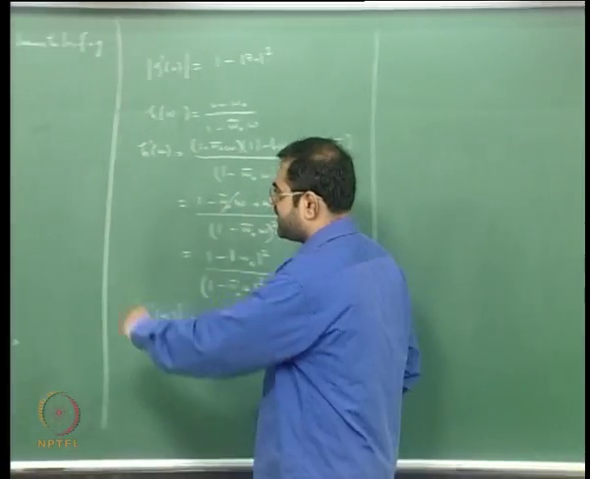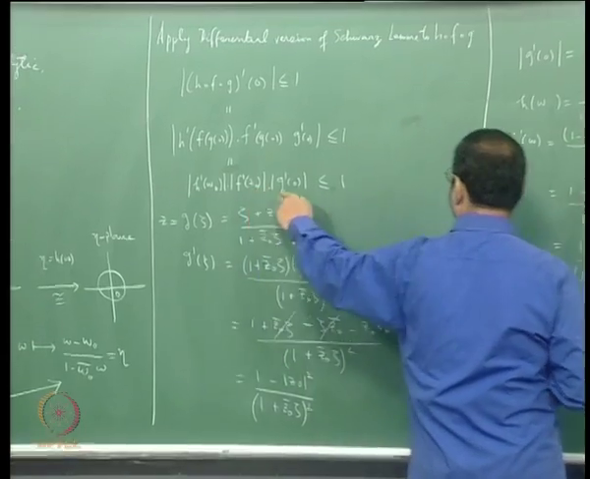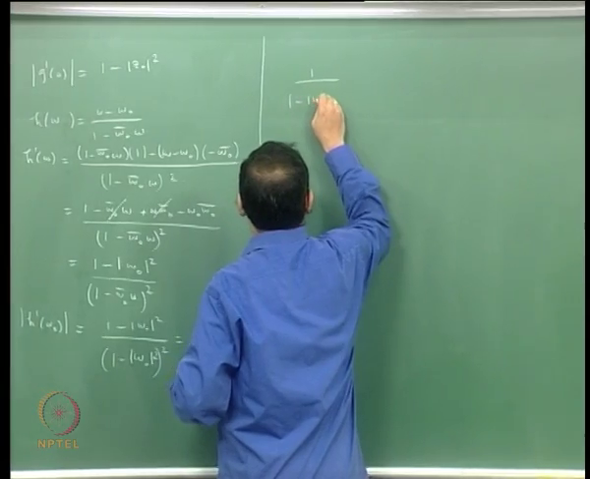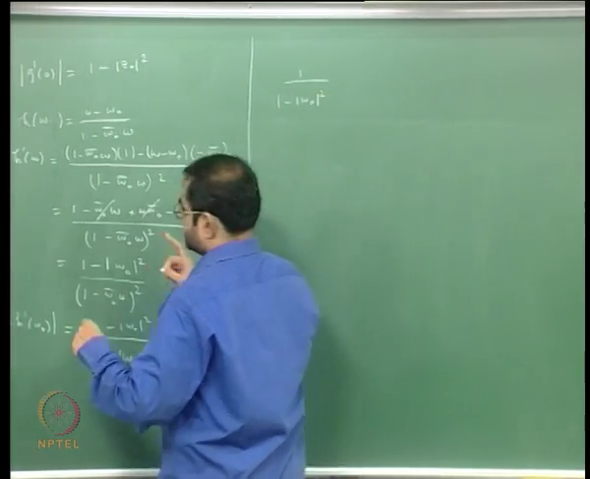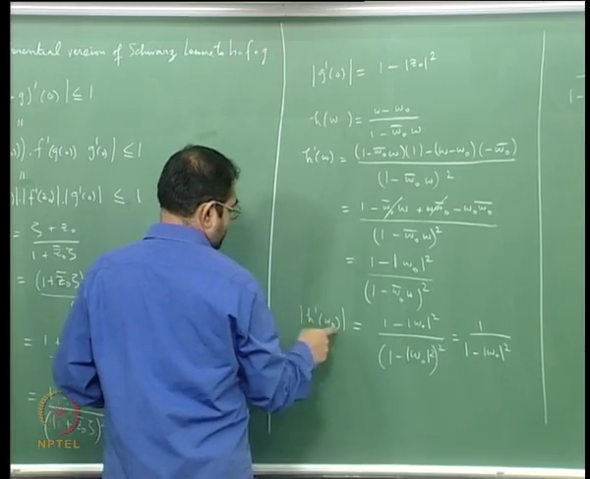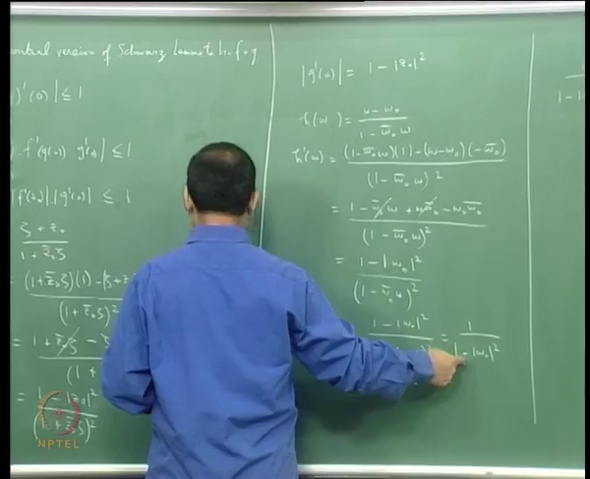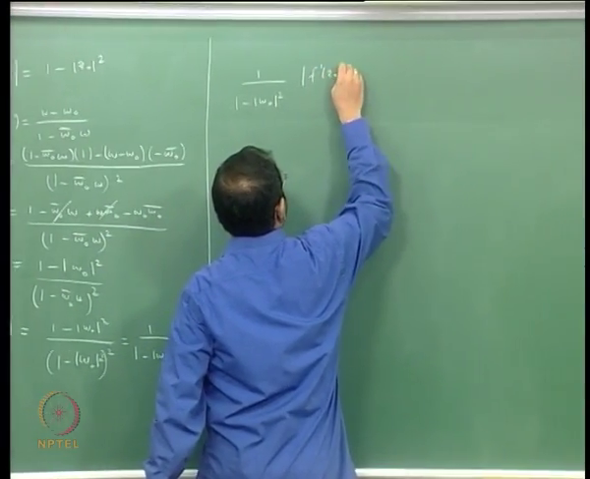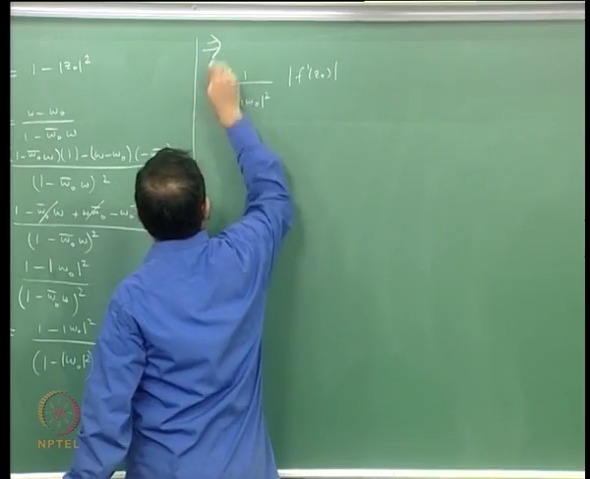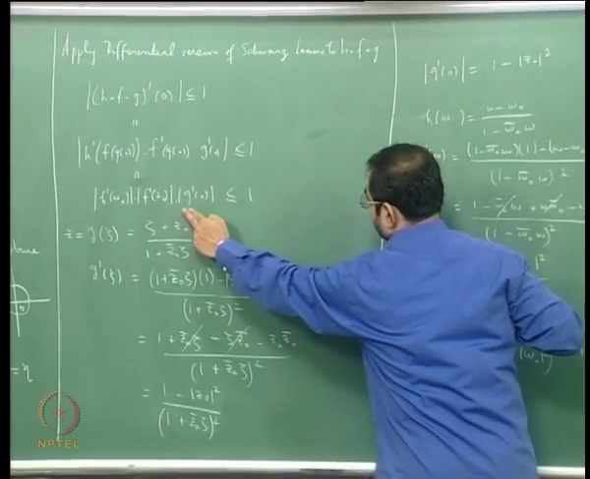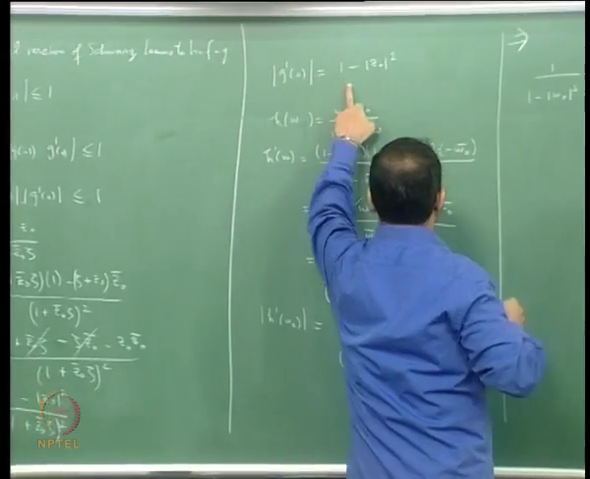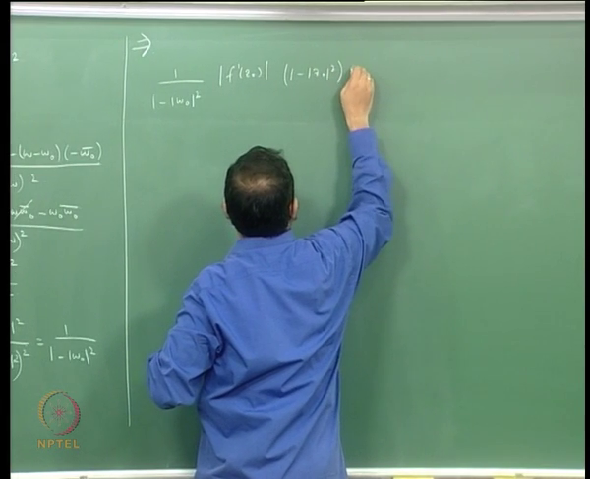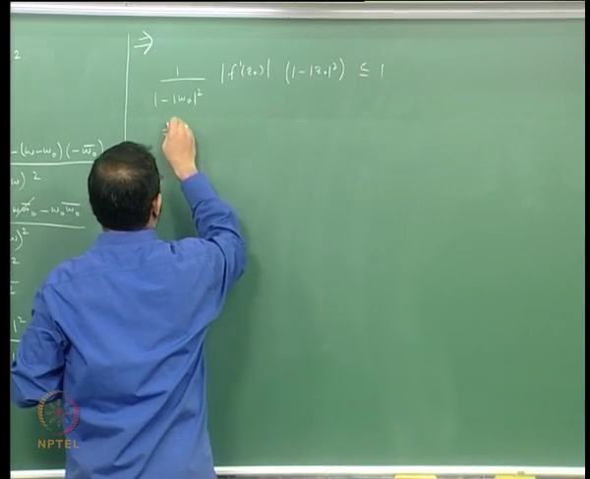So now you plug in these two values in this inequation, and what you will get is 1 by (1 minus mod w0 the whole squared), that is the value of the modulus of derivative of h at w0, and then I write mod f dash of z0 as it is, and I have to plug in mod g dash of 0. Mod g dash of 0 is 1 minus mod z naught the whole squared. This is less than or equal to 1, so that gives me what I want.